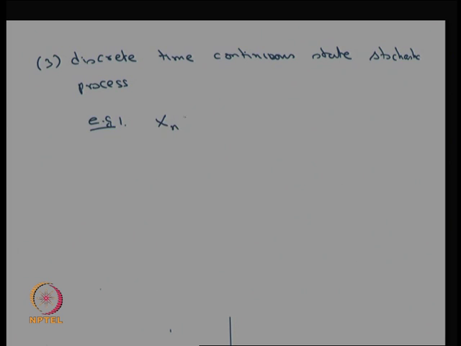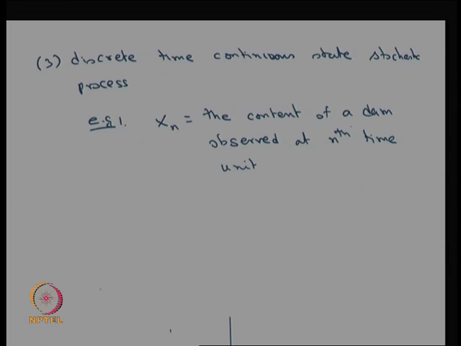X suffix n is a random variable that denotes the content of a dam or water reservoir observed at the nth time unit. So, here the time unit could be every 1 hour, or, because you are seeing the content of the dam or water reservoir, it could be every day at a fixed time of every day, or it could be a fixed time of weekly once. So, that is going to be the time unit. So, at the end of each nth time unit, you are observing the content of the dam. So, that is a real quantity.